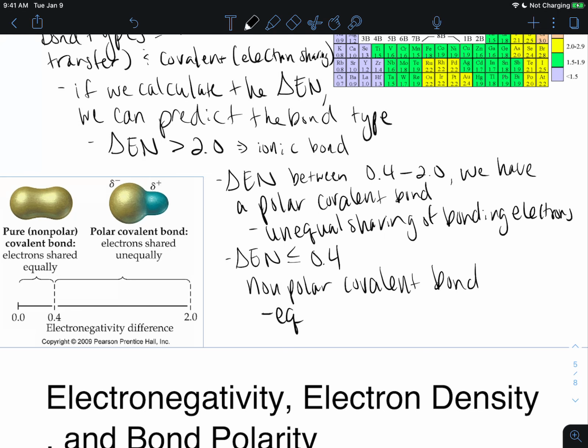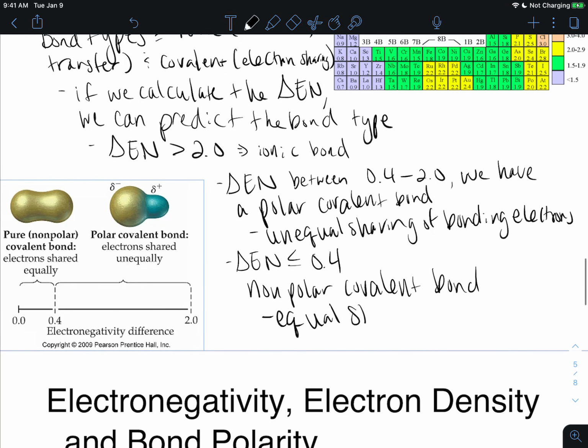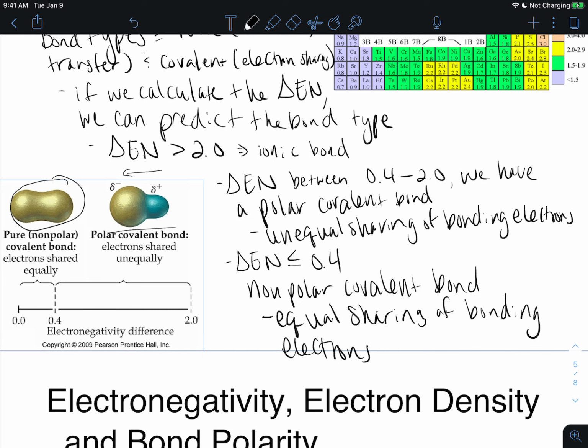And this is an equal sharing of bonding electrons. Okay? If we think about the electron density of those bonds, we can see that with a pure covalent or non-polar covalent bond, the electron density is shared equally. And then with a polar covalent bond, we have electron density going in this direction. So we get a partial negative charge and a partial positive charge.